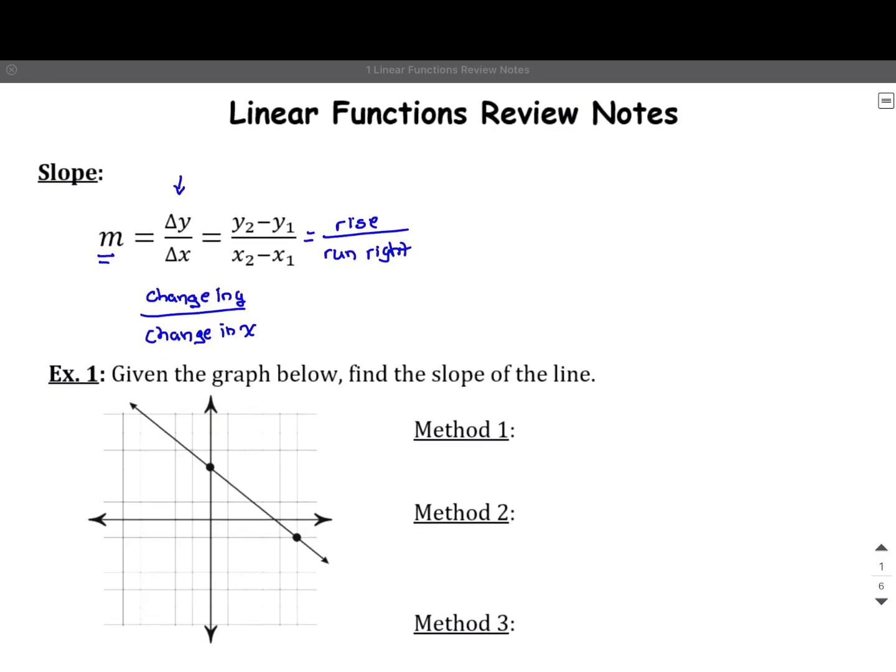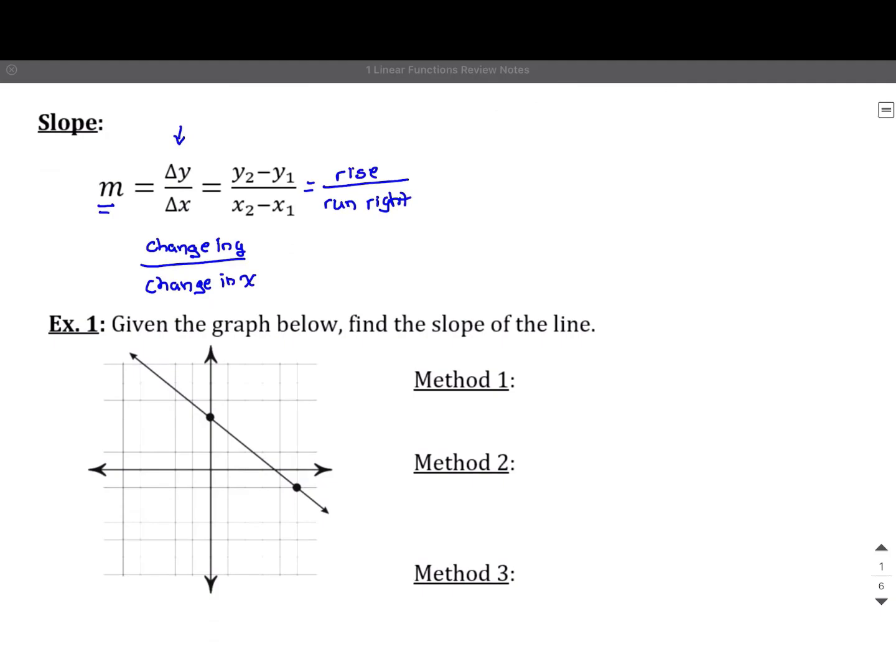So here we have a graph and we're going to find the slope of this line here. Now there are several ways we can do this. The first way is to simply count. Remember that the slope is the rise over run. Now if you look at the two points, we always work just like we read, from left to right.